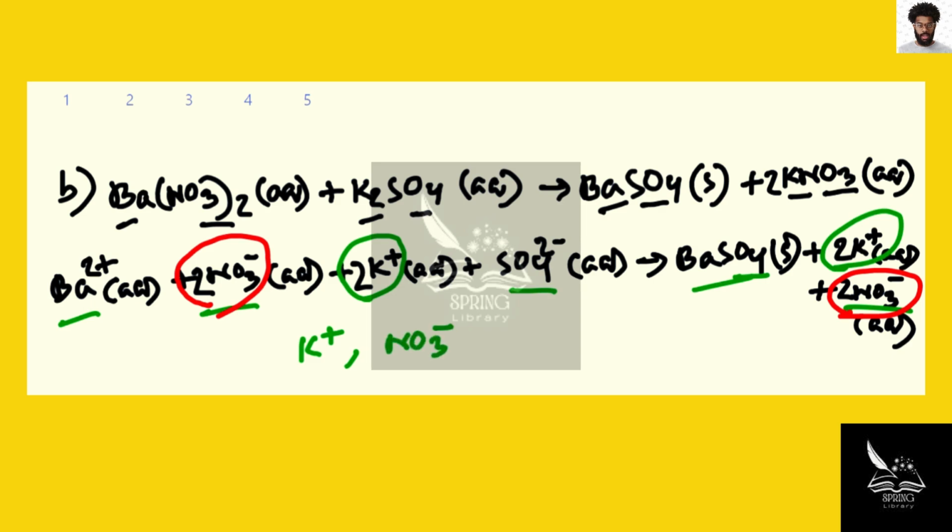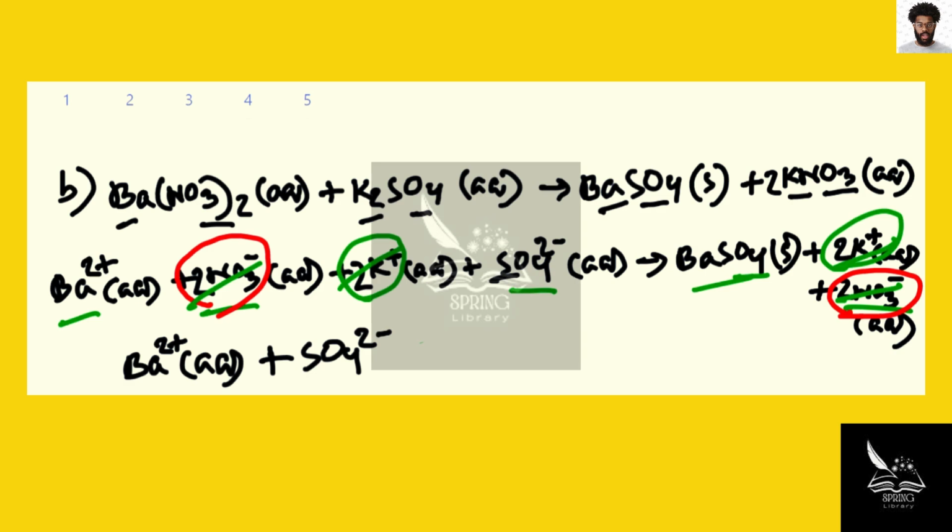These two are our spectator ions, and just crossing them from both sides, we can write the net ionic equation, which will be, so our net ionic equation will be barium 2 plus will react with SO4 2 minus, and it will produce insoluble barium sulfate. And this is the net ionic equation for this reaction.